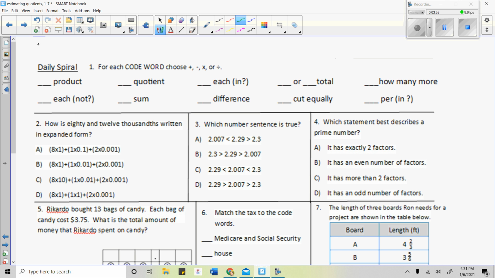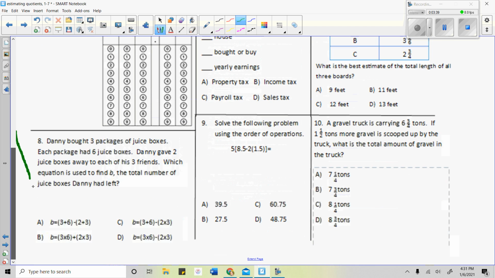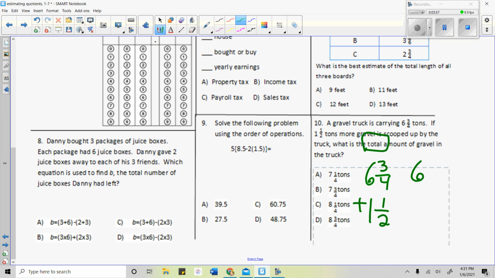Okay, so I'm going to look at the homework. So I'm looking for problems on here that have fractions. Like look at number 10. Number 10, I've got 6 3/4, and I've got 1 1/2, and it is asking for the total on this one. So that's an addition problem. Okay, so I want to turn these into decimals. So this is going to be 6 point something. This is going to be 1 point something.